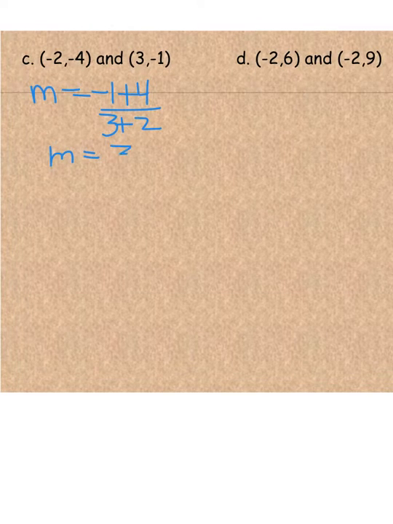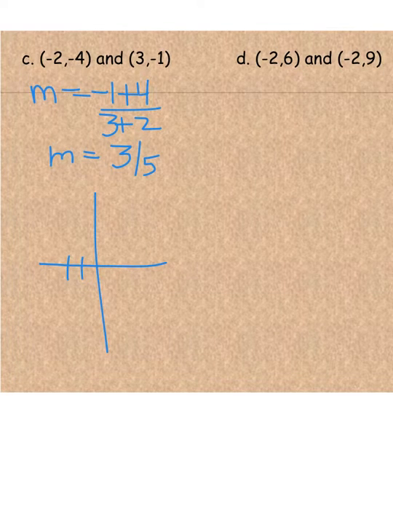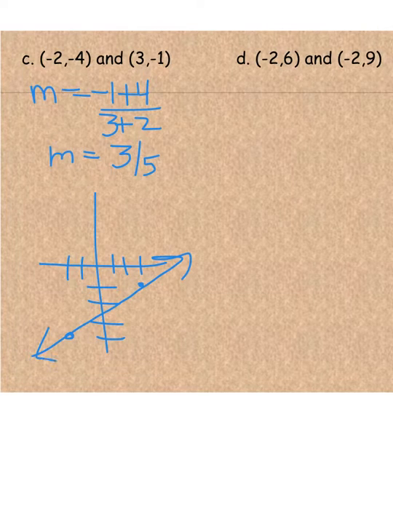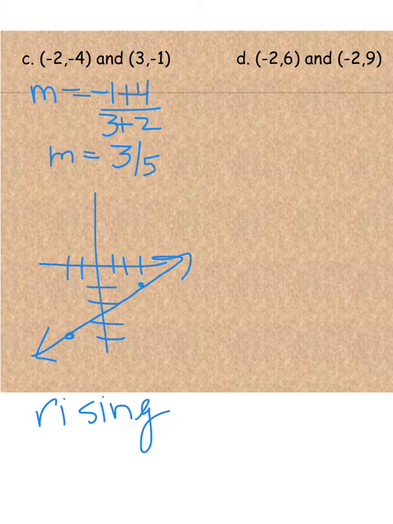Here in example C, this will give us a slope of 3/5. If I plot these 2 points, I have a line that is rising. So any line that has a positive slope will be a line that is rising.